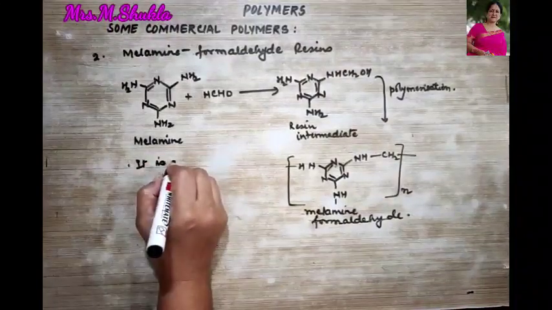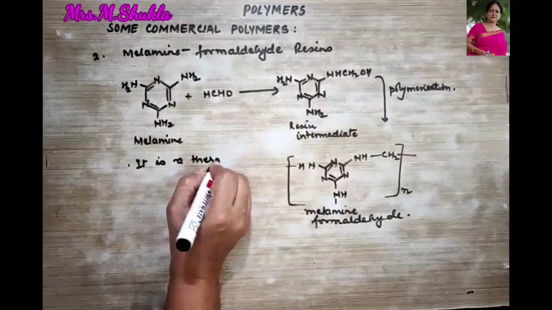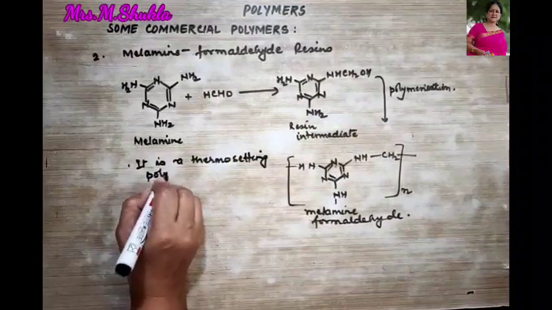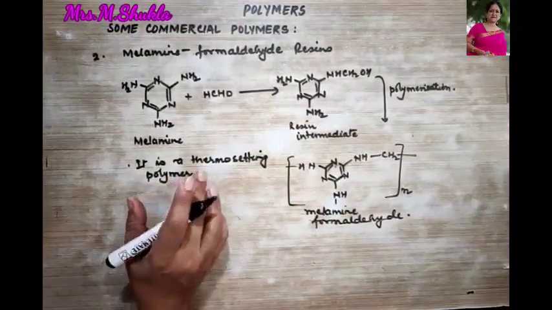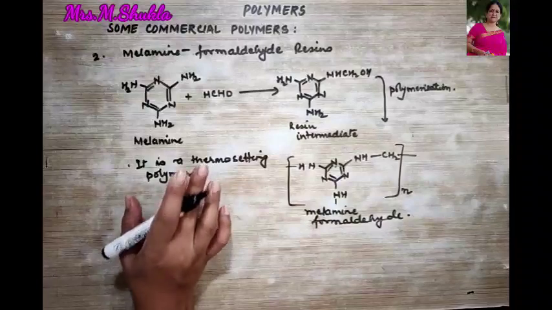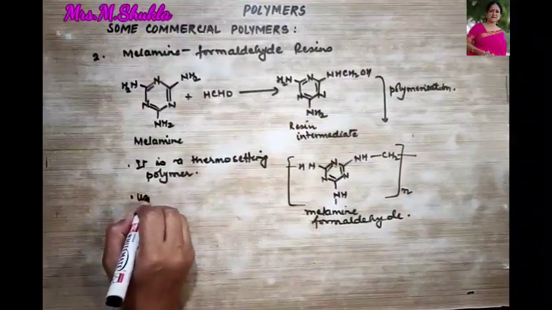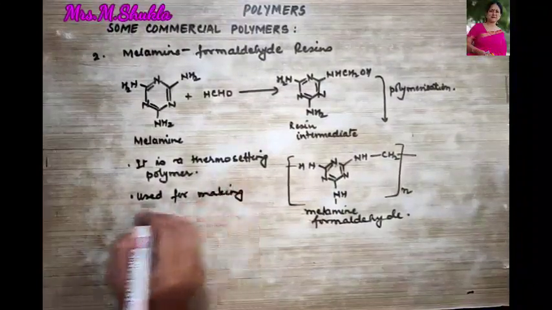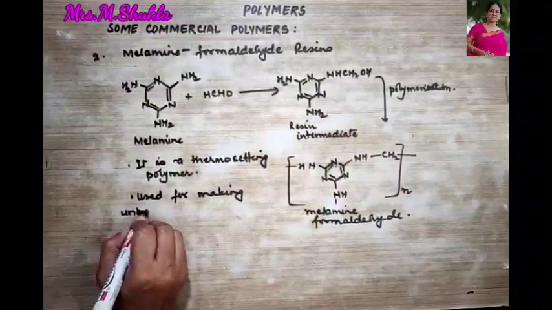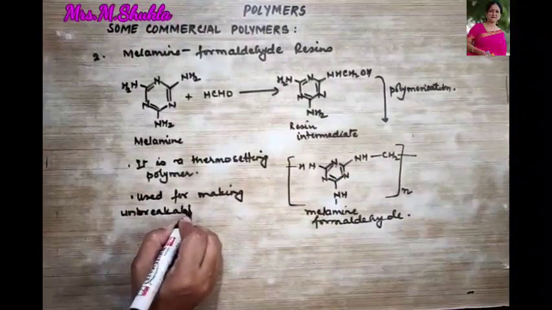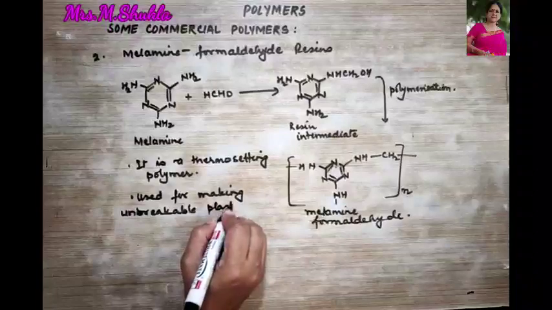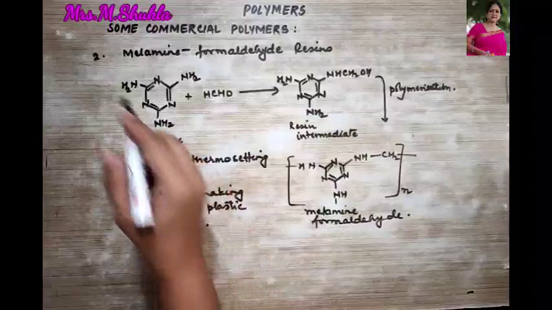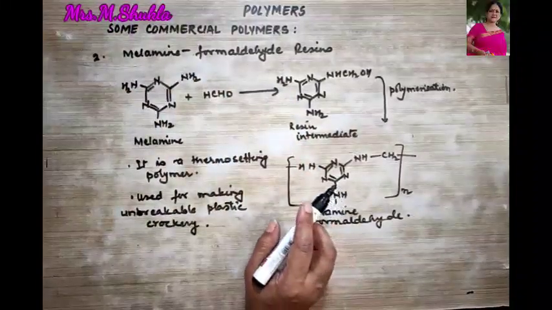It is a thermosetting polymer, right? And where is it used? It is used for making non-breakable plastic crockery. Used for making unbreakable plastic crockery. Clear? This was your melamine formaldehyde resin.